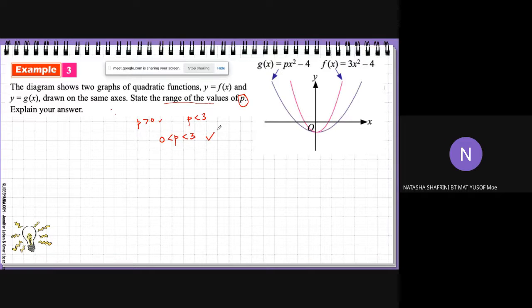State the range of p. Siap. Sebab reason dia explain your answer since you have the graph g(x) wider compared to f(x). So tapi yang ini kita punya value sini adalah 3 kan. 3 bila dia becomes wider maksudnya value a dia adalah lebih besar. So that's why kita ambil 3 lah. P lebih kecil daripada 3, lebih besar daripada 0.